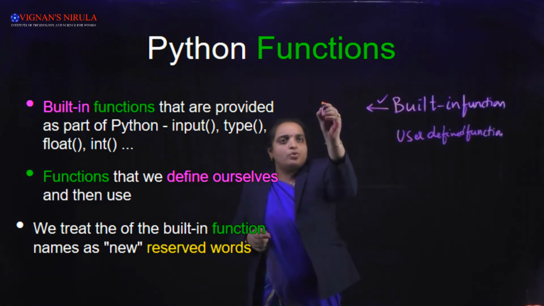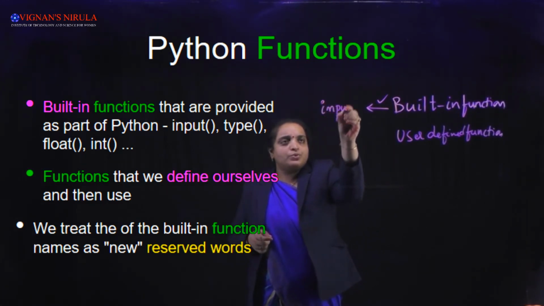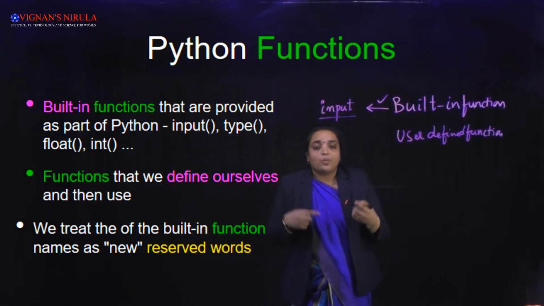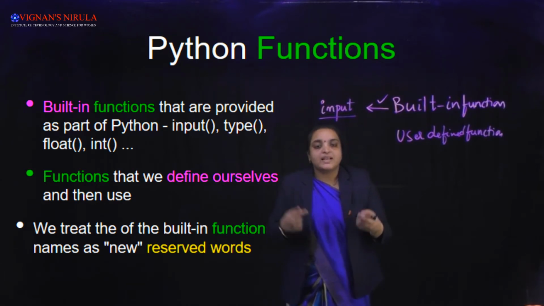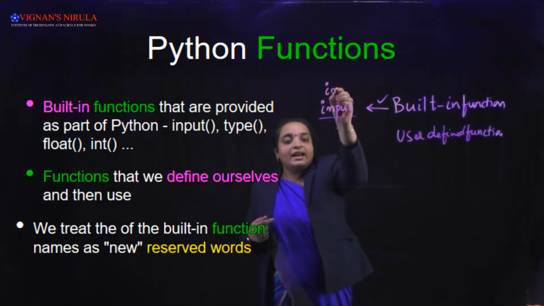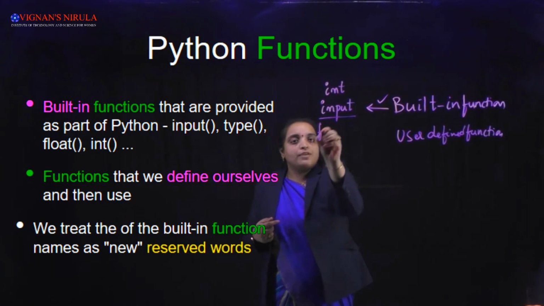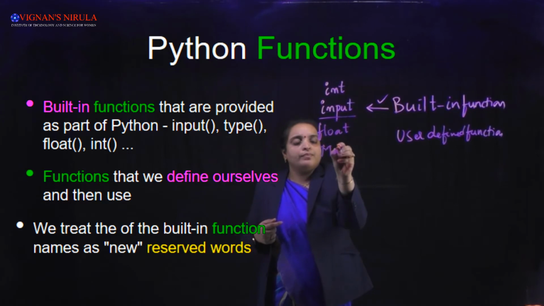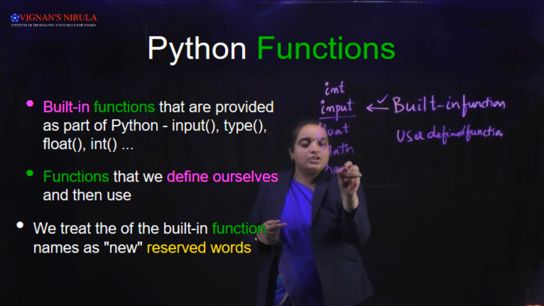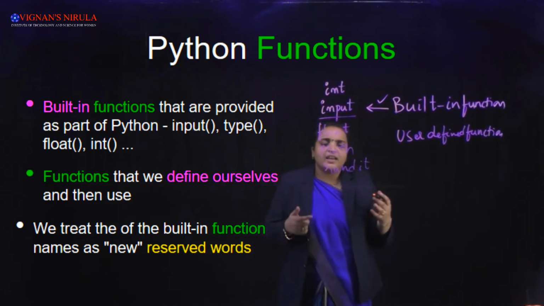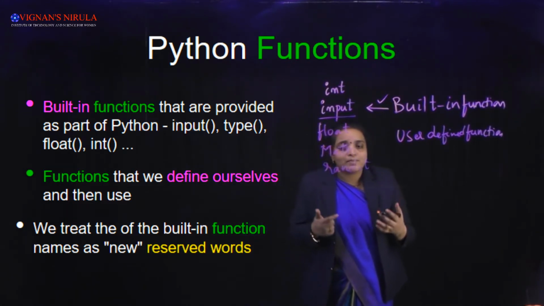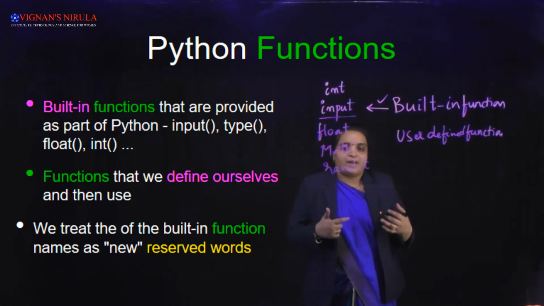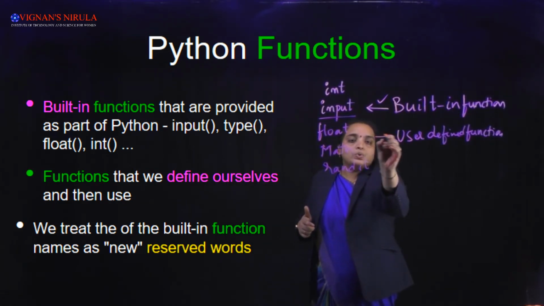One of the most important built-in functions that we have used until now is the input function. When converting one type to another type, we have used the int function and the float function. We have also used the math module, and the randint function. There are so many built-in functions available in Python programming. We can readily use those functions in our program. Clear?